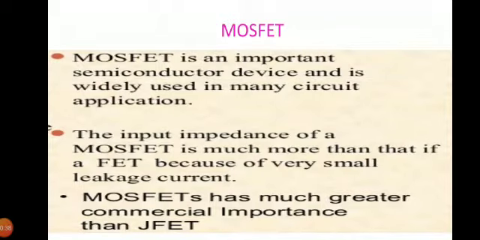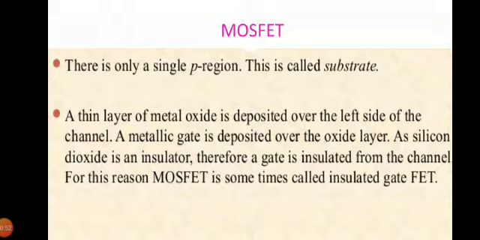MOSFET has no PN junction structure. Instead, the gate of the MOSFET is insulated from the channel by a silicon dioxide layer. Due to this, the input resistance of the MOSFET is very high. And because of this insulated gate, MOSFETs are also called IGFET, insulated gate field effect transistor.